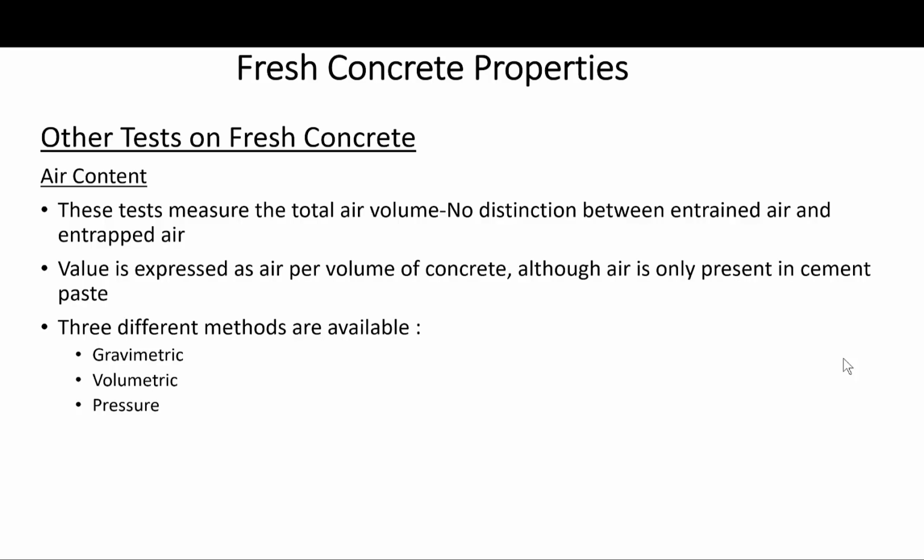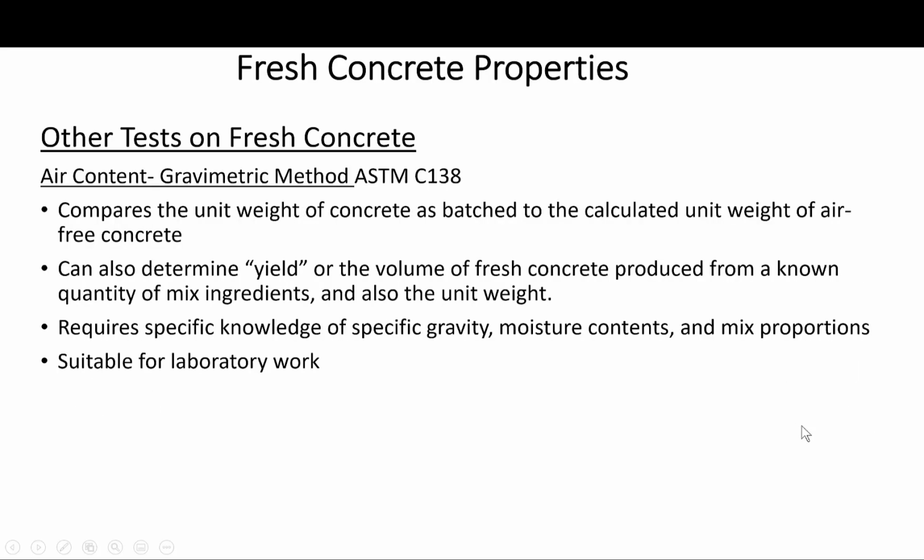So there are three principal tests available to measure the total air content of concrete: first, the gravimetric method, the volumetric method, and the pressure method. Let's talk about the first one, which is the gravimetric method, according to ASTM C138.